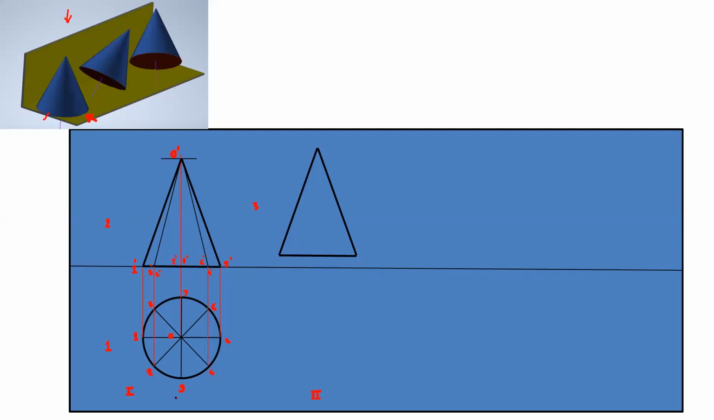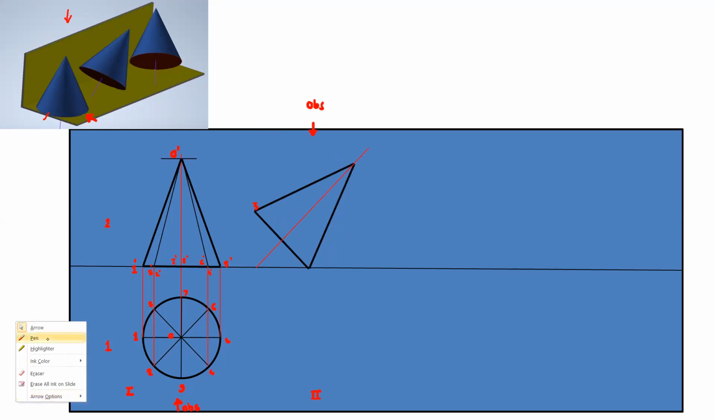For the first stage, this is the position of the observer. First we will draw the top view, then we will observe from this direction, and then we will complete the front view. Now for the second stage, this is the position of the observer. In the second stage, just rotate the first stage front view like this, so that the axis is inclined at 45 degrees.